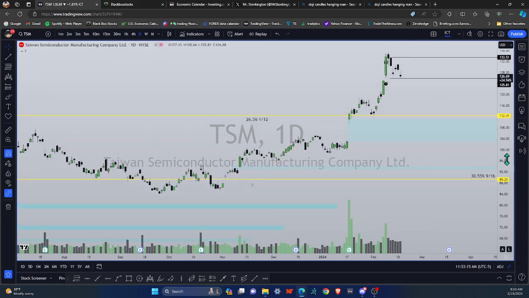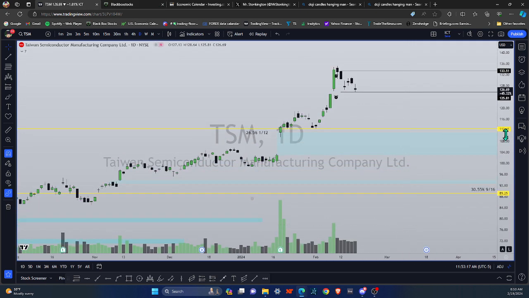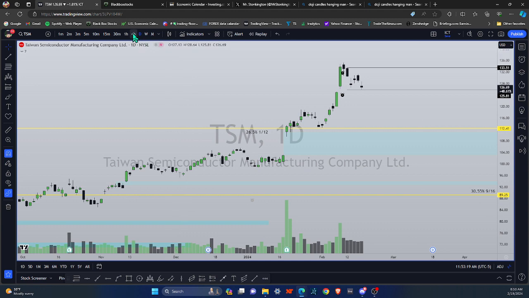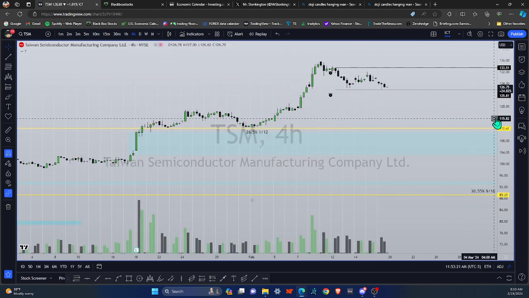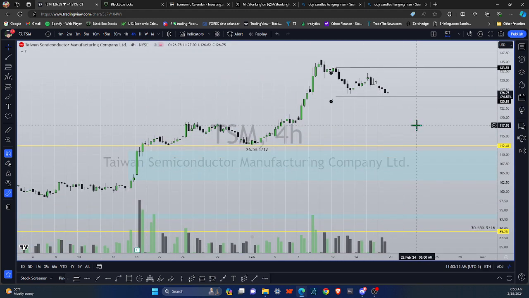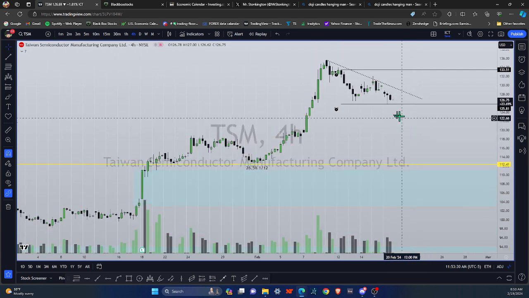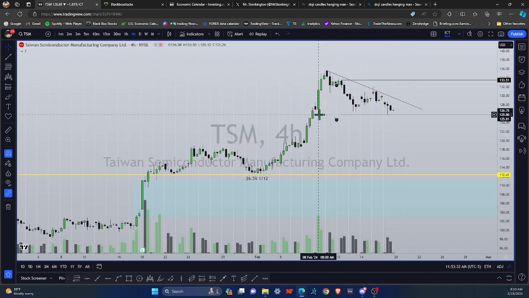So let's kind of look through here. We can get ready on the TSM chart to kind of get this setup going. At first glance here, you could kind of call this one of these descending triangle type setups. You've got this downtrend line, but rather than a falling wedge, where you'd be seeing lower lows all the way down, you've got kind of these equal lows down here.